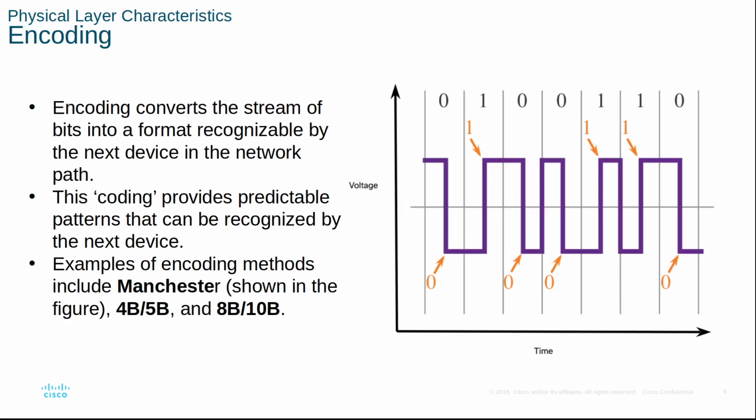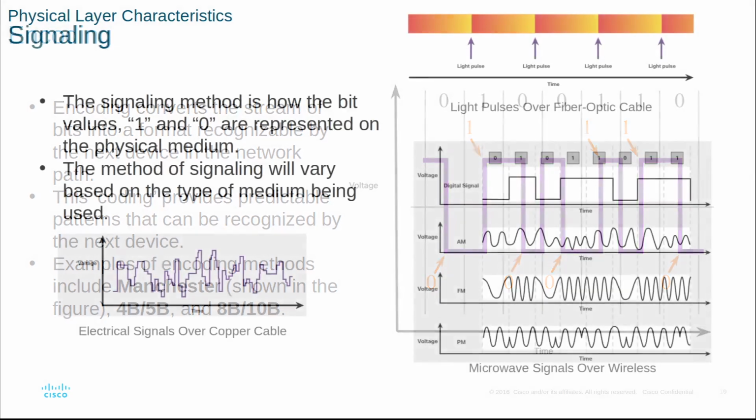You may be wondering what encoding and signaling are, and we're going to look at those now. Encoding is converting the stream of bits into a format that's recognizable by the next device. The coding provides a predictable pattern that can be recognized, and this is agreed upon when the connection is made. Some examples of encoding are Manchester, 4B/5B, 8B/10B, NRZ, non-return to zero, and NRZI, non-return to zero inverted, which aren't on the slide, but I like to mention because NRZ sounds cool.